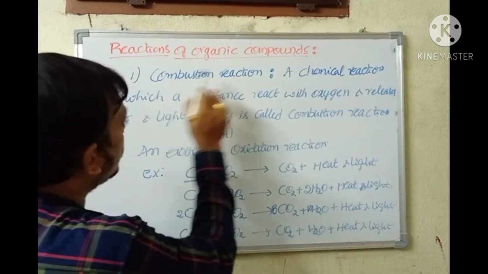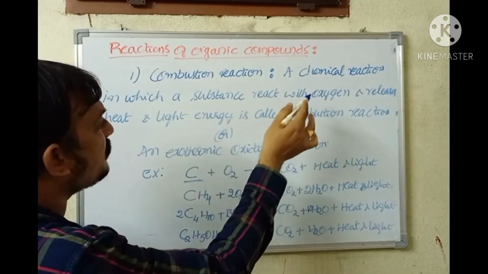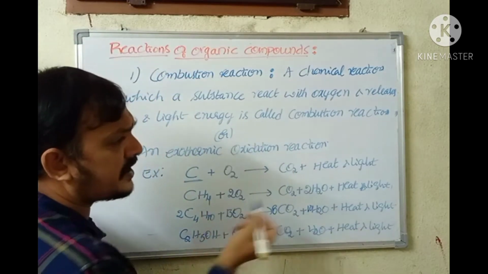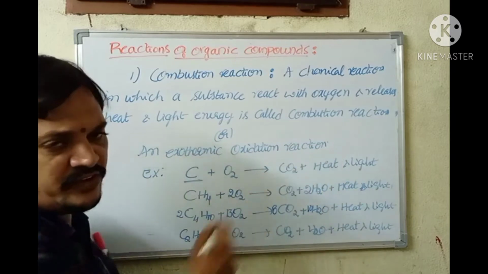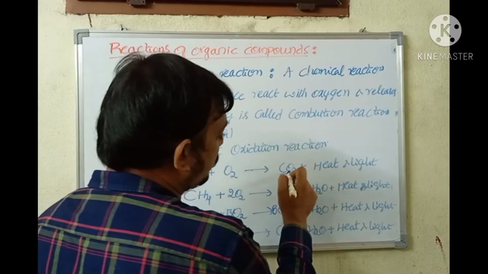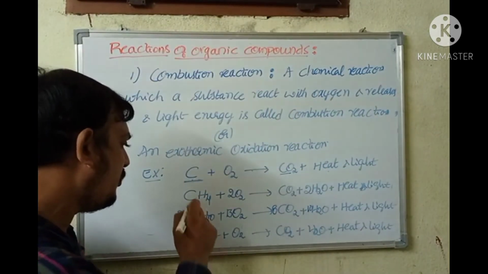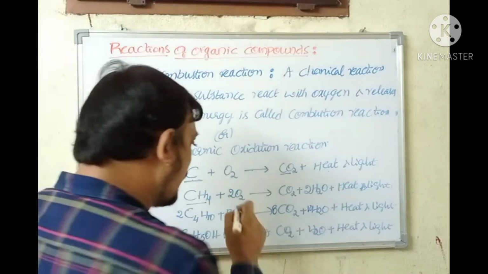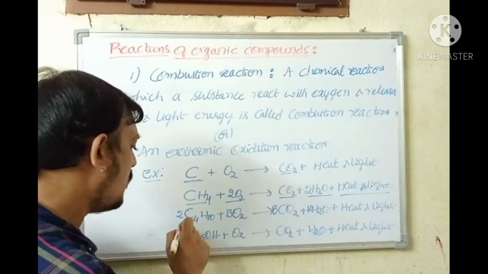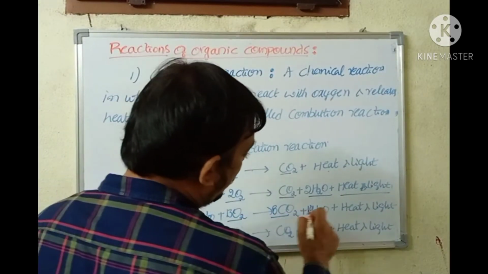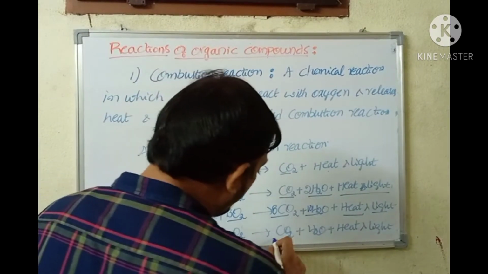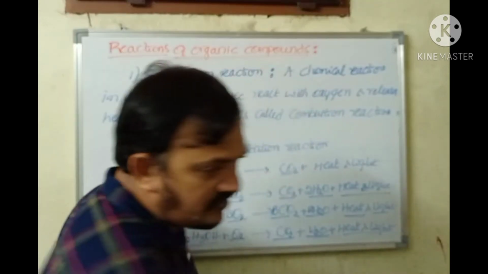So once again, combustion reaction is a chemical reaction in which a substance reacts with oxygen and releases heat and light energy, or it can be simply defined as an exothermic oxidation reaction. Examples: carbon plus oxygen gives rise to CO2, producing heat and light energy. Methane in the form of compressed natural gas combined with oxygen results in formation of CO2 and 2H2O along with release of heat and light energy. Butane combined with oxygen produces carbon dioxide, water vapor along with release of heat and light energy. Ethyl alcohol combined with oxygen produces carbon dioxide, water vapor, and release of heat and light energy.